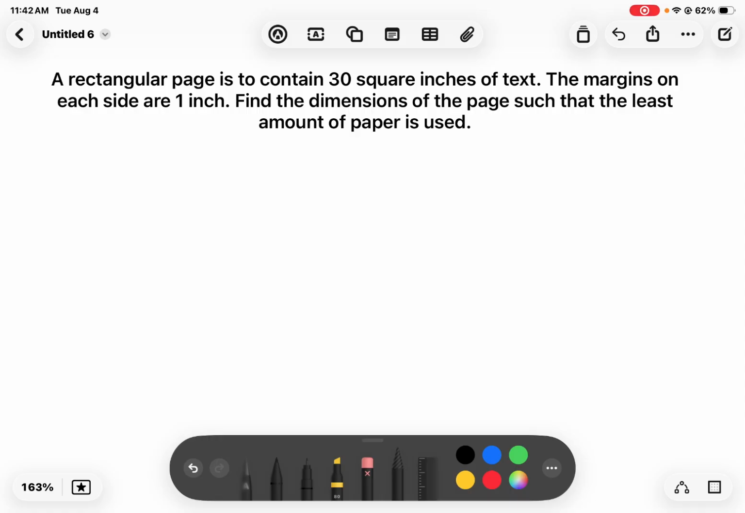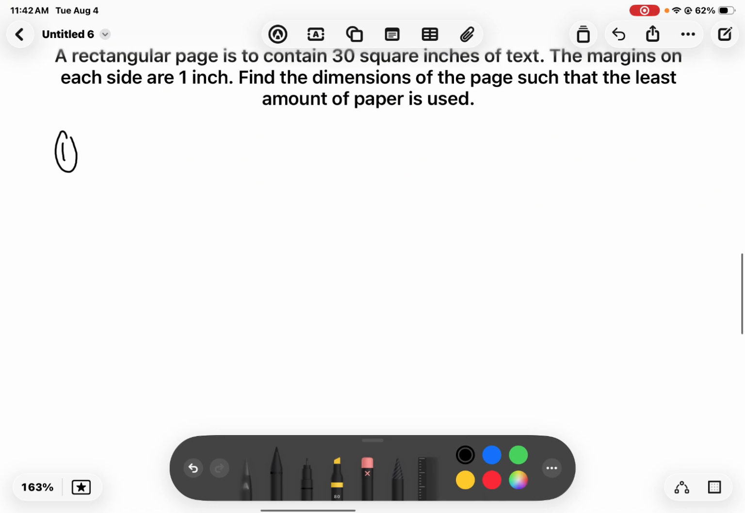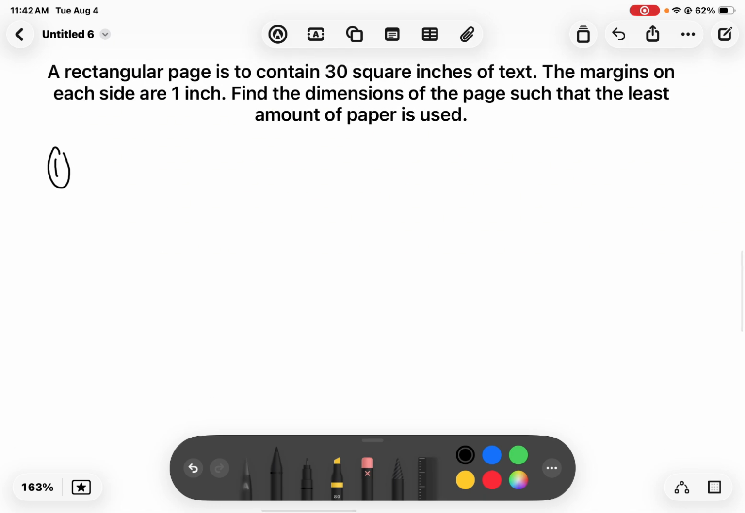All right. So the first step in these types of optimization problems is to draw a picture. This is the same step that was in the related rates problem, if you remember. The first step in pretty much any of these word problems is just to draw a picture of the scenario. So in this case, we have a rectangular page.